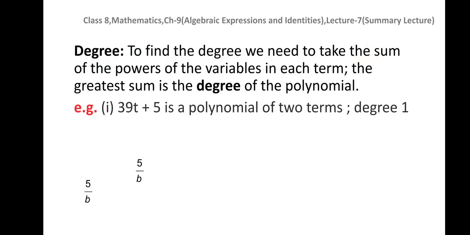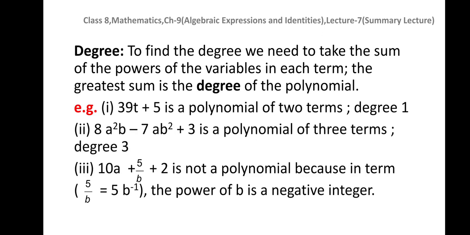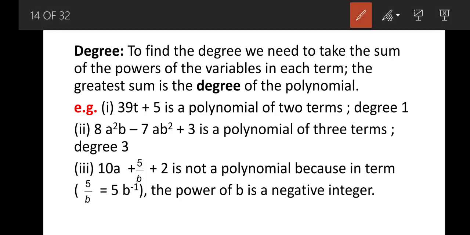Now to find the degree of this, we need to take the sum of the powers of the variables in each term, and the greatest sum is the degree of the polynomial. First of all, you need to check whether the expression is a polynomial or not. If it is a polynomial, then you need to find the degree of that expression. So let us take an example to understand the concept of degree.